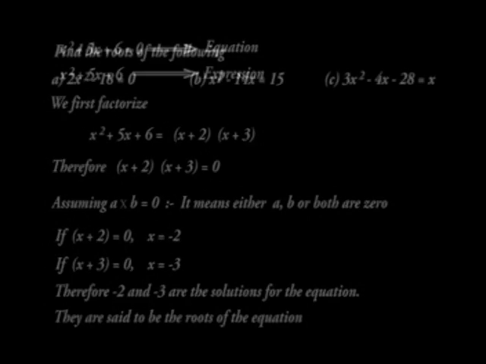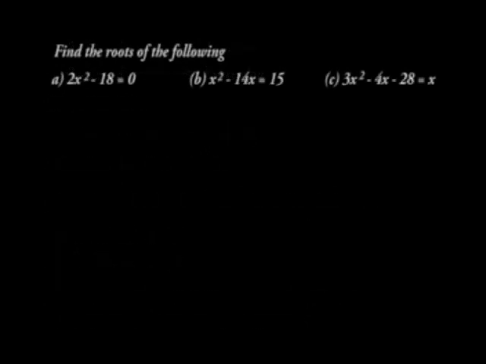For example, find the roots of the following. A. 2x squared minus 18 is equal to 0. B. x squared minus 14x is equal to 15. C. 3x squared minus 4x minus 28 is equal to x.